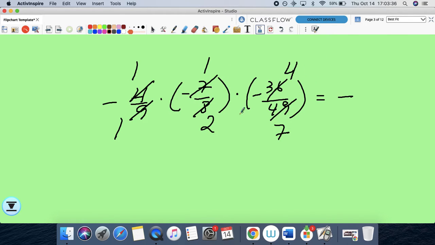I can do the 2 and 4 now. 2 divided by 2 is 1. 4 divided by 2 is 2. So in the numerator, I have 1 times 1 times 2, which is 2. Denominator, I have 1 times 1 times 7, which is 7.